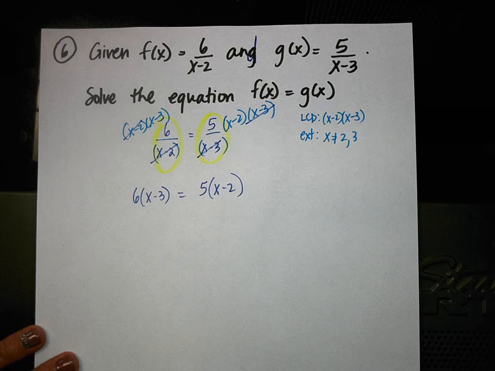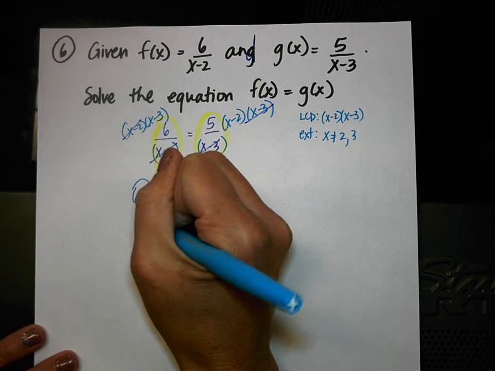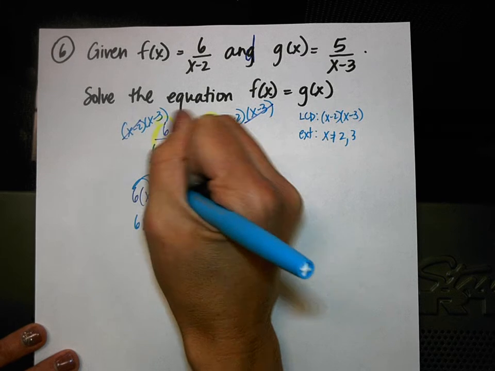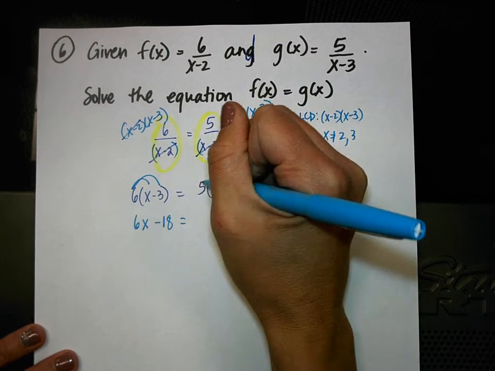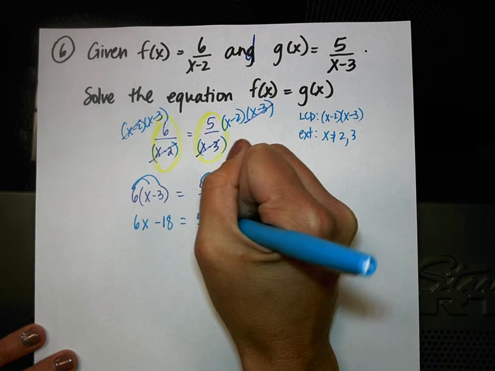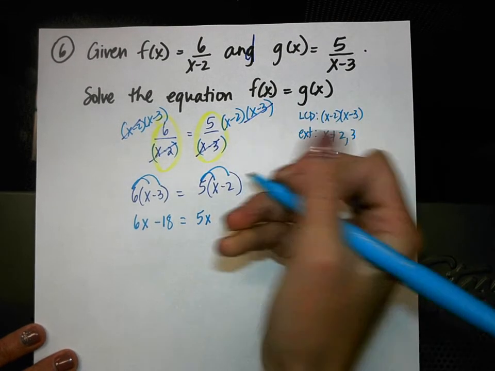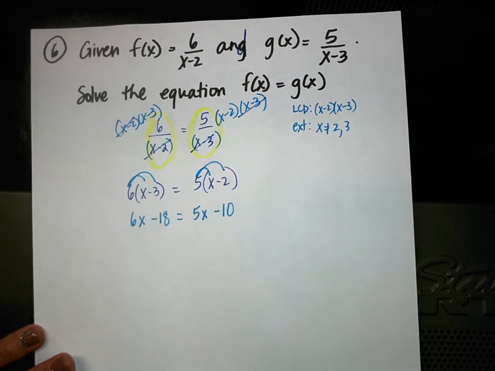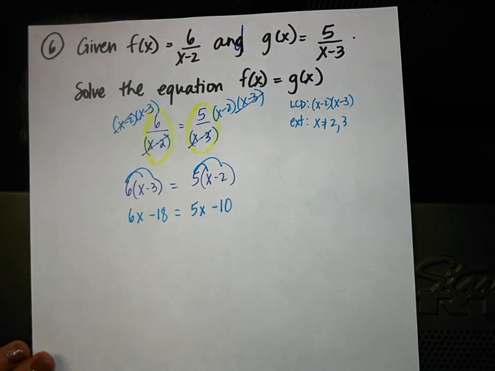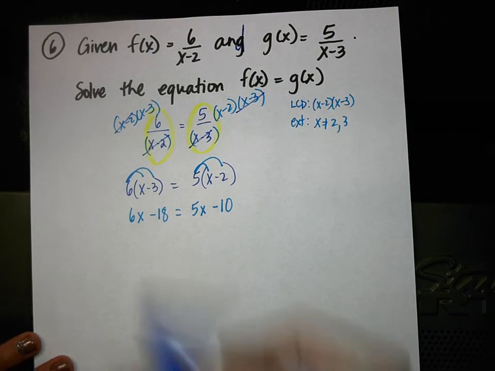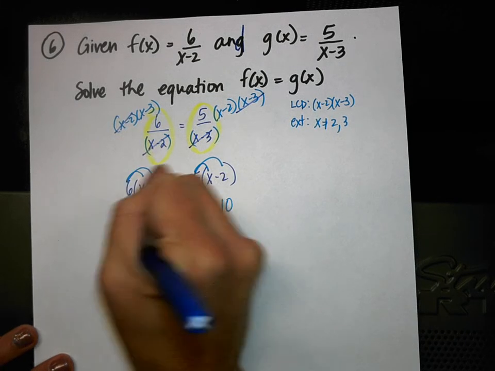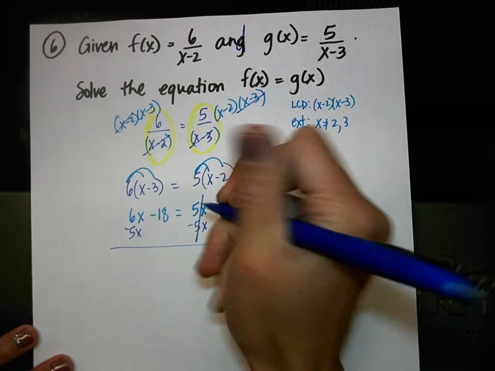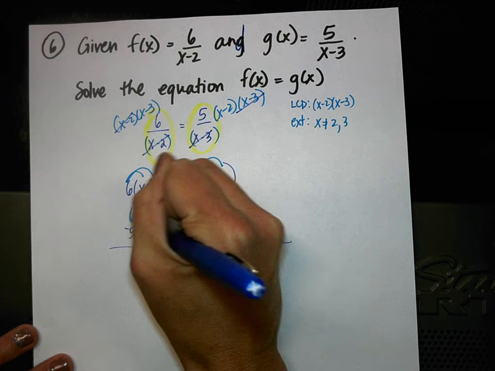Now, in order to solve for x, we'll distribute the 6. 6 times x is 6x. 6 times negative 3 is negative 18, equals 5 times x is 5x, and 5 times negative 2 is negative 10. From there, we want to combine like terms. So I'm going to subtract 5x from both sides. Some of you might even add 10 and make this set equal to 0. So I'm going to do it this way.